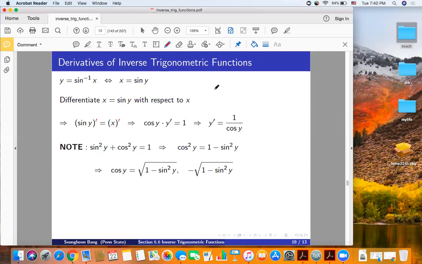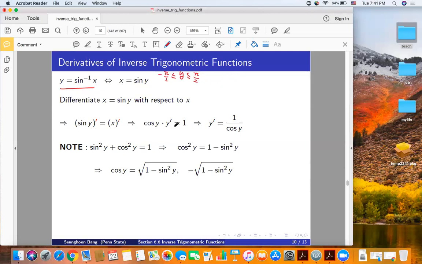How can you find the exact answer? Which one is your final, the positive one or the negative one? I want to use this idea here. Y is the inverse sine function. What is the range of inverse sine? You can check my first slides in today's lecture. So this angle y is between negative pi over 2 and pi over 2. This is the exact range of inverse sine.